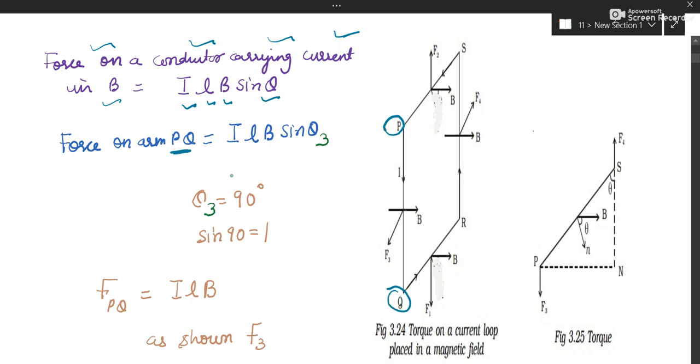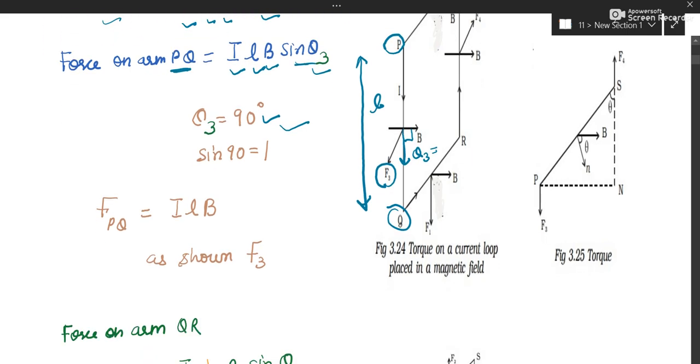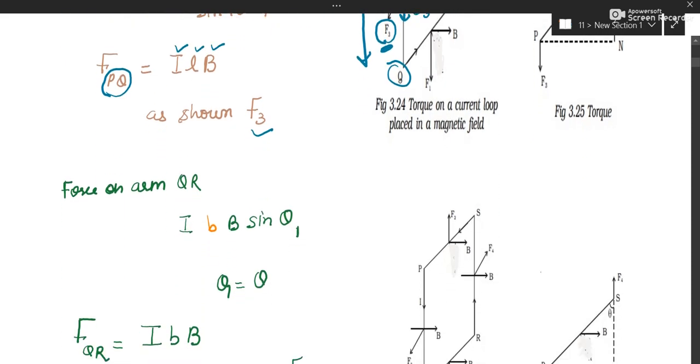So how much is the force? I is I. Length of the rectangular loop is L. So L. B is the magnetic field. And this is theta 3. This is my F3 actually. This is my third arm. So theta 3. Theta 3 I told earlier it is 90 degree. Otherwise also you can see current is going like this. This is magnetic field. So this is theta 3. Theta 3 is 90. Sin 90 is 1. Substitute here. So this is my force on arm PQ is ready as ILB. Okay, and it is shown as F3. Ready. Let us see the next force.